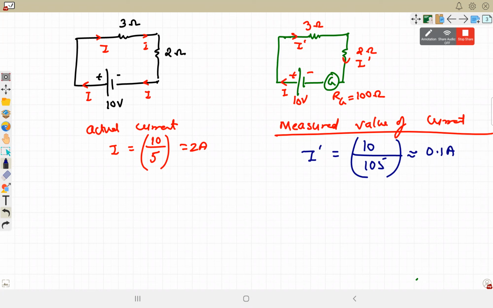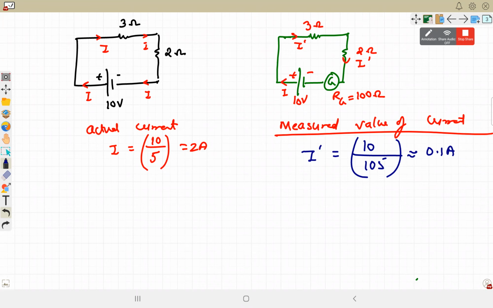Arnav, did we do this topic last class? I think so, sir. No, sir. But we did moving coil galvanometer. Yes, sir.